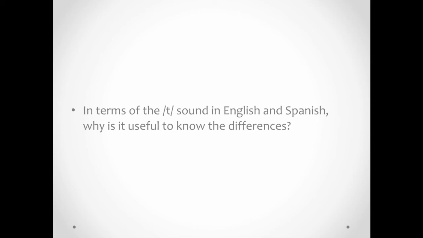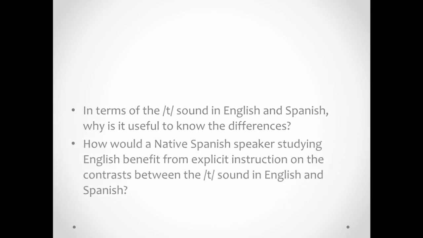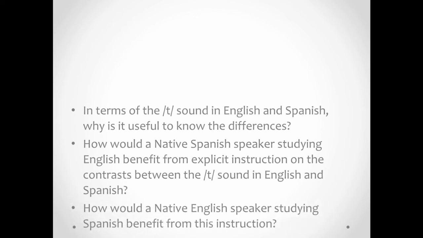So, why is this important for students? I already signaled a little bit of the importance, but for example, in terms of the T sound that we were talking about in English and Spanish, why is it useful to know the differences? How would a native Spanish speaker studying English benefit from explicit instruction of the contrast between the T sound in English and Spanish? How would a native English speaker studying Spanish benefit from this instruction?